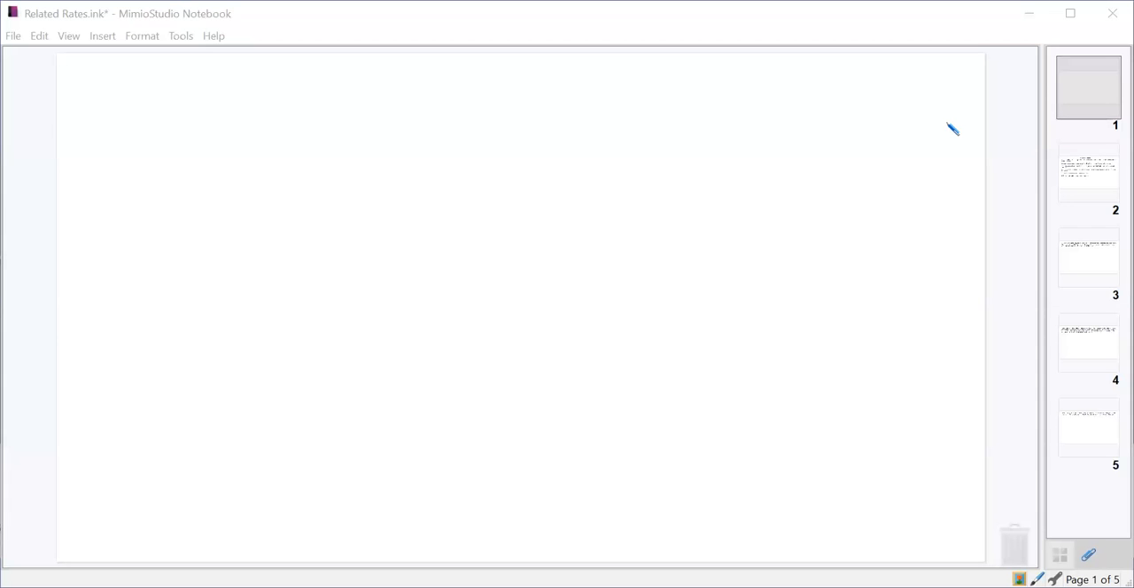So for number 7, it says at noon, ship A is 30 miles south of ship B. So here is ship B, and here is ship A. And we know that this initial distance between them is 30 miles. Okay. And it says that ship A is sailing north. So I'm just going to draw that it's moving north at a rate.